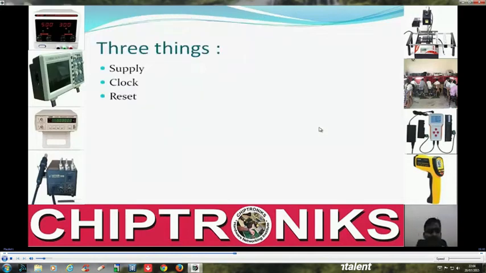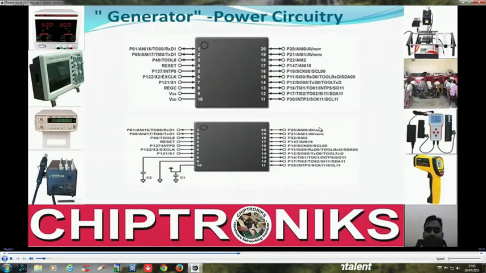Three things. This is actually the crux of why I started with this class, with this digital circuit framework. Any digital circuit requires three things: supply, clock, and reset. This is a kind of digital IC, so it will require some kind of power. Any digital IC requires power. Until you give power, it won't operate.